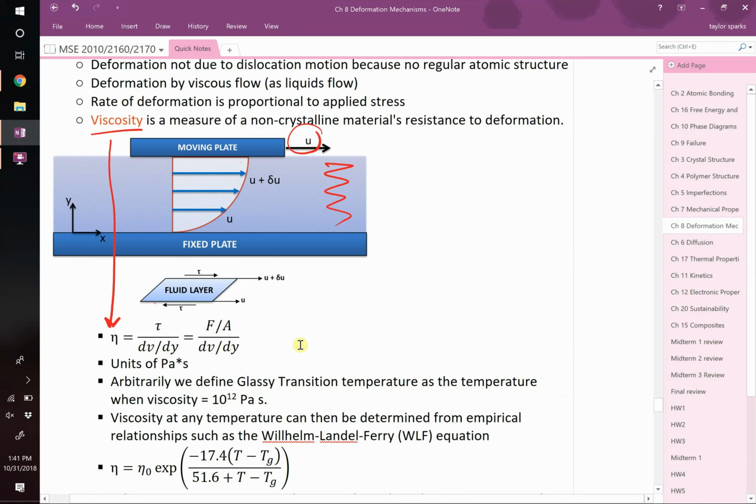Therefore, because of this, this should have the units of Pascal seconds, right? So just like stress has the units of pascals, or usually megapascals, same thing, just a million of them. This has pascals but times seconds.